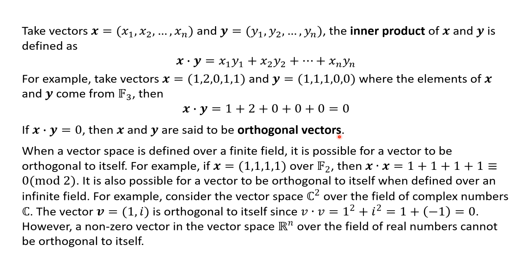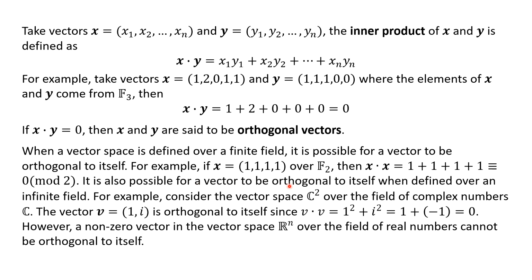If the dot product of x and y equals 0, then x and y are said to be orthogonal vectors. When a vector space is defined over a finite field, it is possible for a vector to be orthogonal to itself. I have an example of that. If we let x equal (1, 1, 1, 1) over F2, then the dot product is 1 plus 1 plus 1 plus 1, and that's 4, which is 0 mod 2.